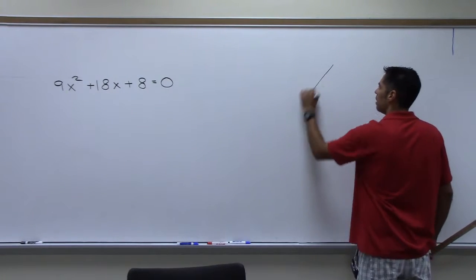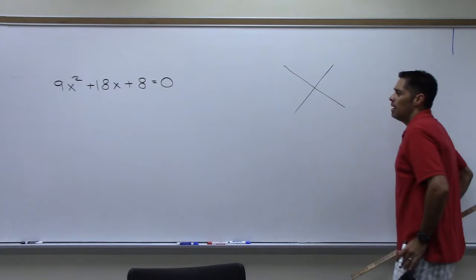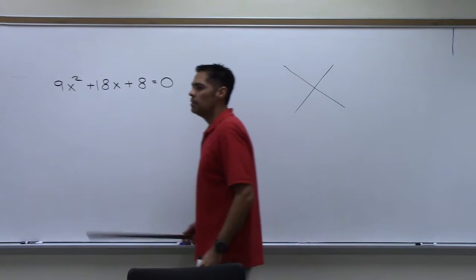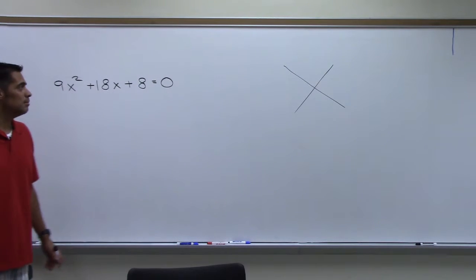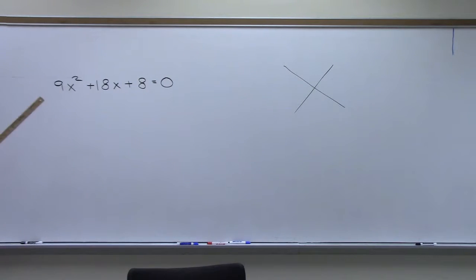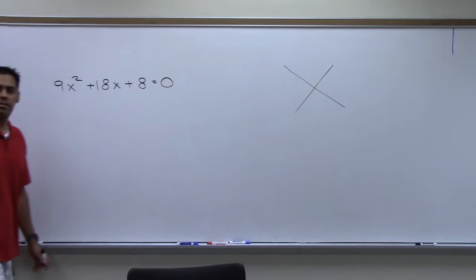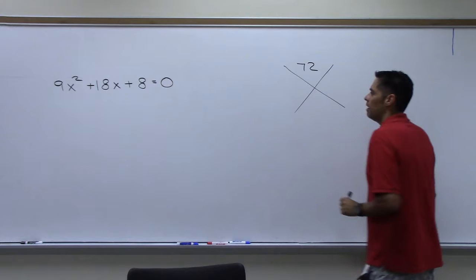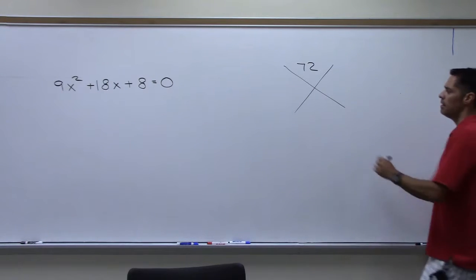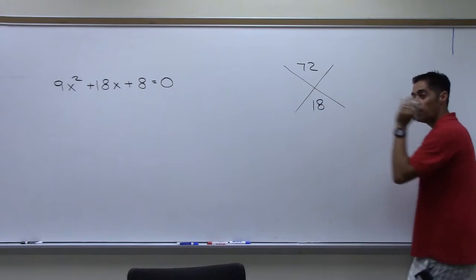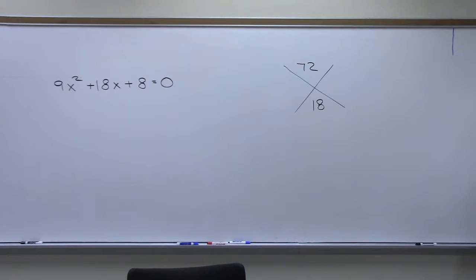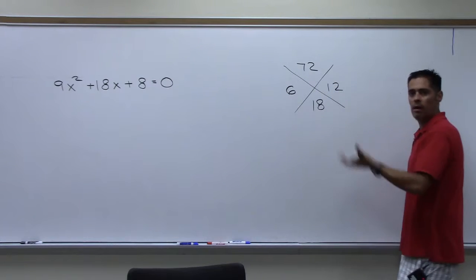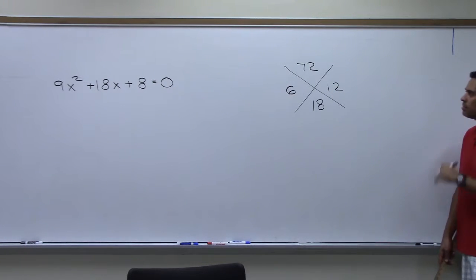So the way that I've done it in class is do this thing. I'm going to multiply 9 times 8, which is 72. And then the number here, 18. And then you have to come up with these 2 numbers that multiply to be 72 and add up to be 18. 6 and 12. So that part might take you a little while. You just do that work on the side, but you get those 2 numbers.